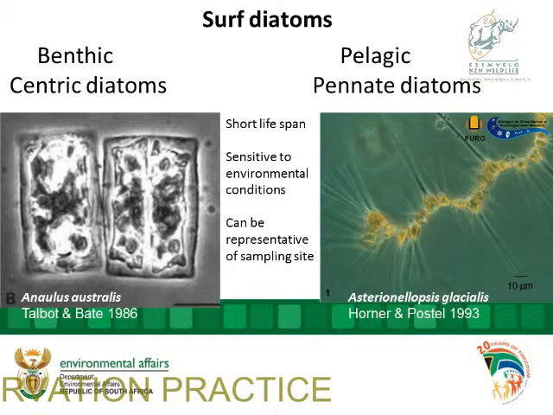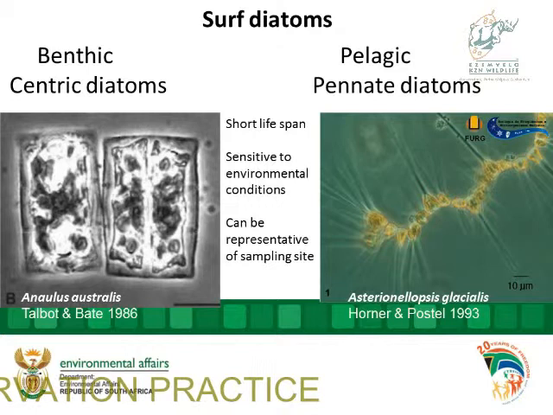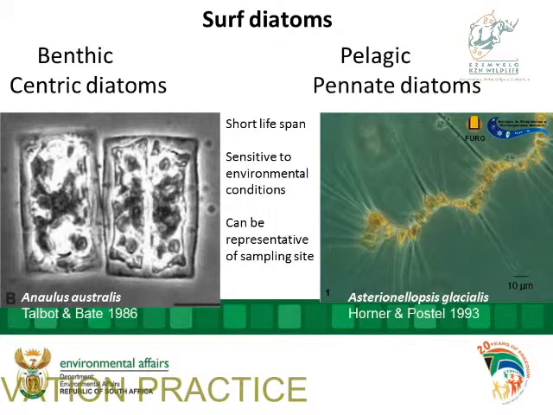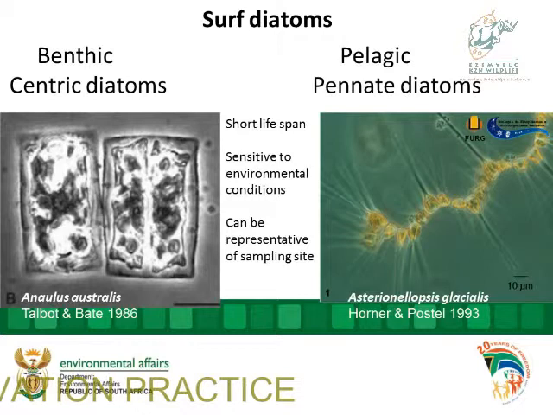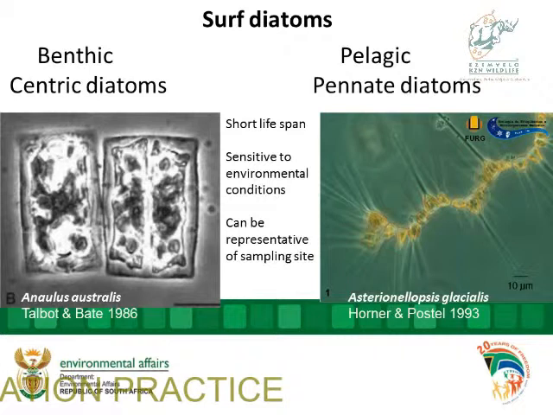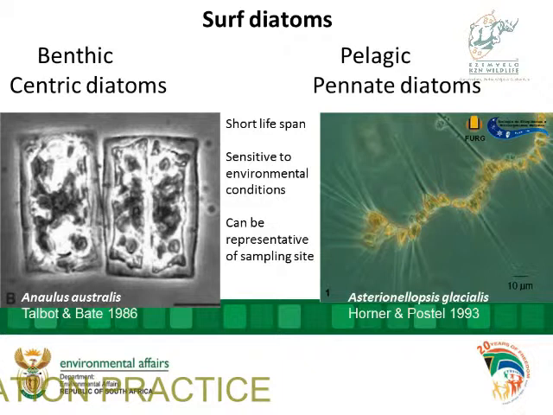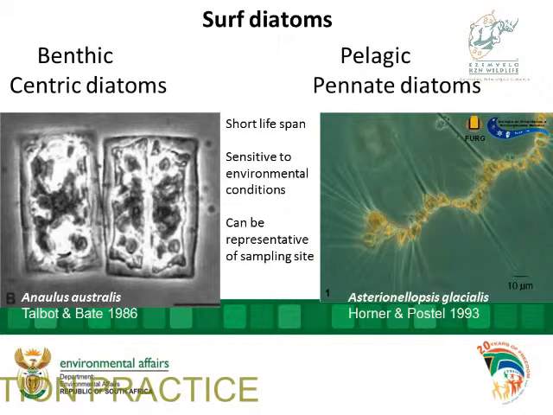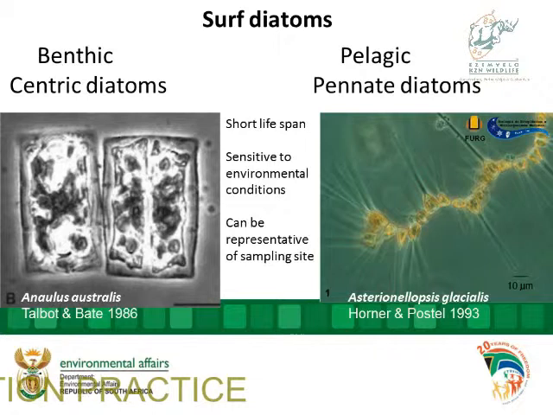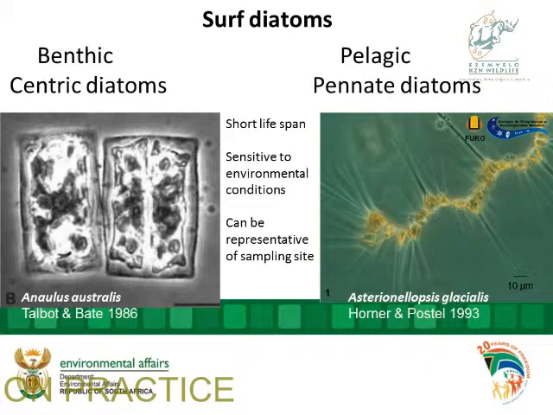I found that they have been studied by Professor Guy Bate, and NMMU has some studies. Some of them have not been published, and some I've seen in the literature. These diatoms are very good indicators because they are very sensitive to a variety of environmental conditions, especially nutrients, so they would be very good to use to detect nutrient input. They have a very short lifespan, so they would be able to detect temporal changes, and the benthic diatoms would be representative of sampling sites.